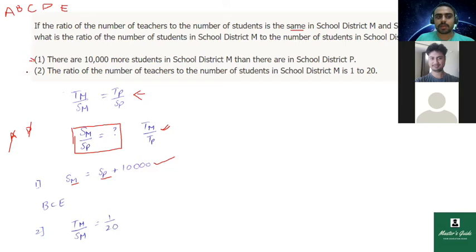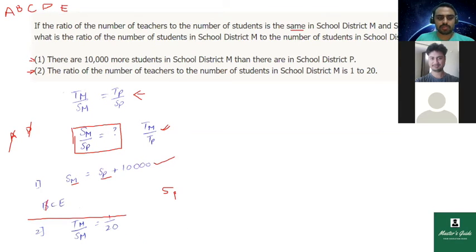If I look at statement 2, it tells me that the ratio of the number of teachers to students in school district M is 1 by 20. Using this information alone also, I cannot determine the ratio of TM by TP, because I never know what SP is and I never know what TP is. I cannot derive any relationship. So this statement alone is insufficient. So I will strike off B.